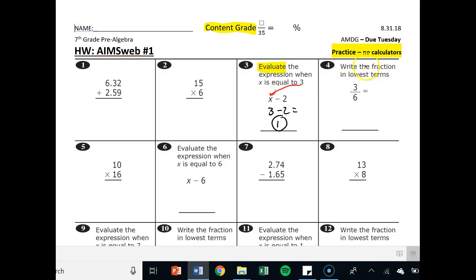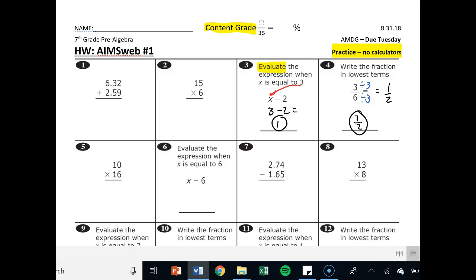Number 4, it says write the fraction in lowest terms. You have to think, what number can I divide 3 and 6 by that they have in common? What's the biggest number they have in common to simplify this, to reduce it to its lowest terms? And that answer is 3. I get 1 over 2. Put it on the line, 1 over 2.